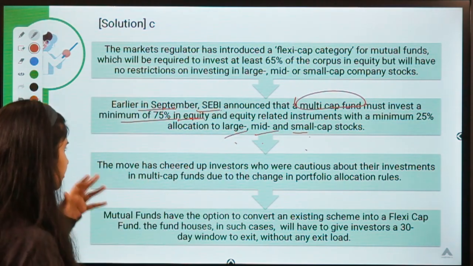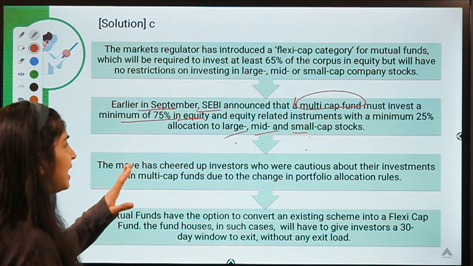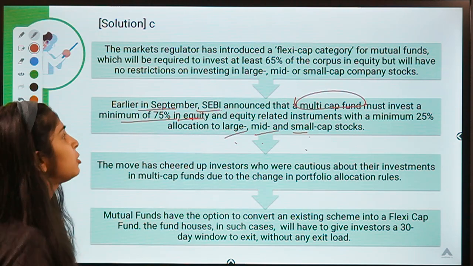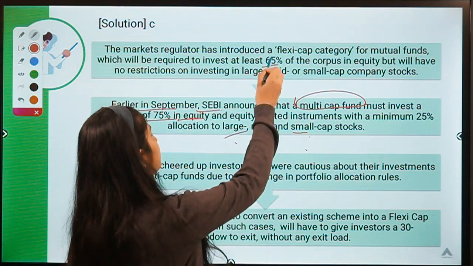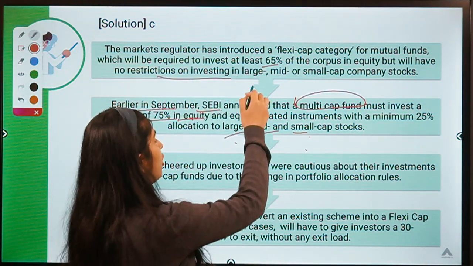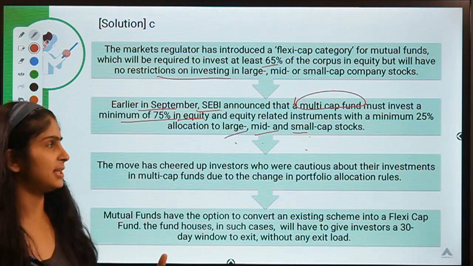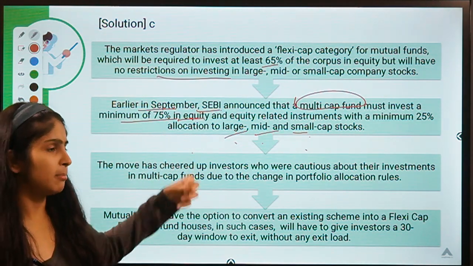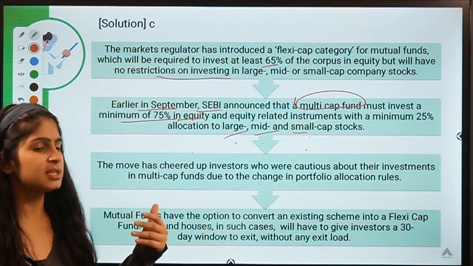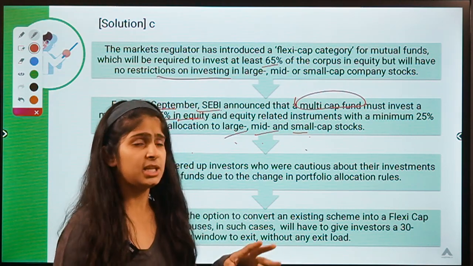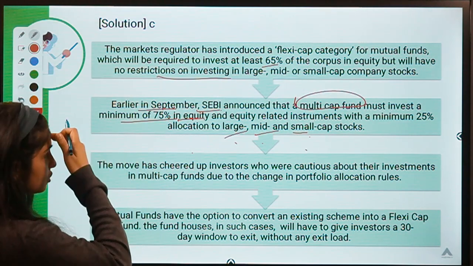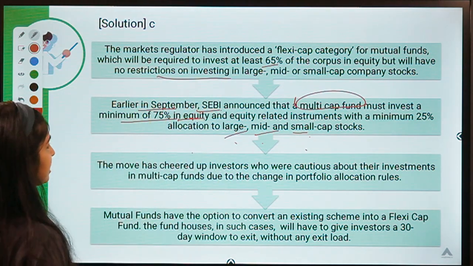Now it is saying that okay, we are introducing a new category which is called flexi cap category, according to which mutual funds would have to invest 65% into equity, but there are going to be no restrictions on the company size that they are investing in, such as they have in multi-cap funds. In flexi-cap funds, mutual funds have a choice, they have freedom, they can invest as per their preference, right? So there are no restrictions on investment into various cap sizes.